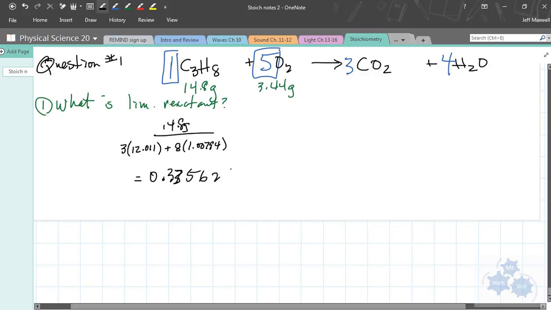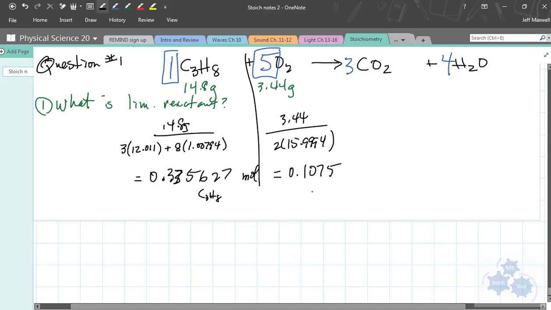Okay, so I'll put that here. Now this is moles of C3H8, right? Now let's convert on this side to moles of oxygen. So we've got 3.44 divided by 2 times 15.9994, and what do we get there? Okay, so this one looks like oxygen. We've got 0.1075 moles of oxygen.